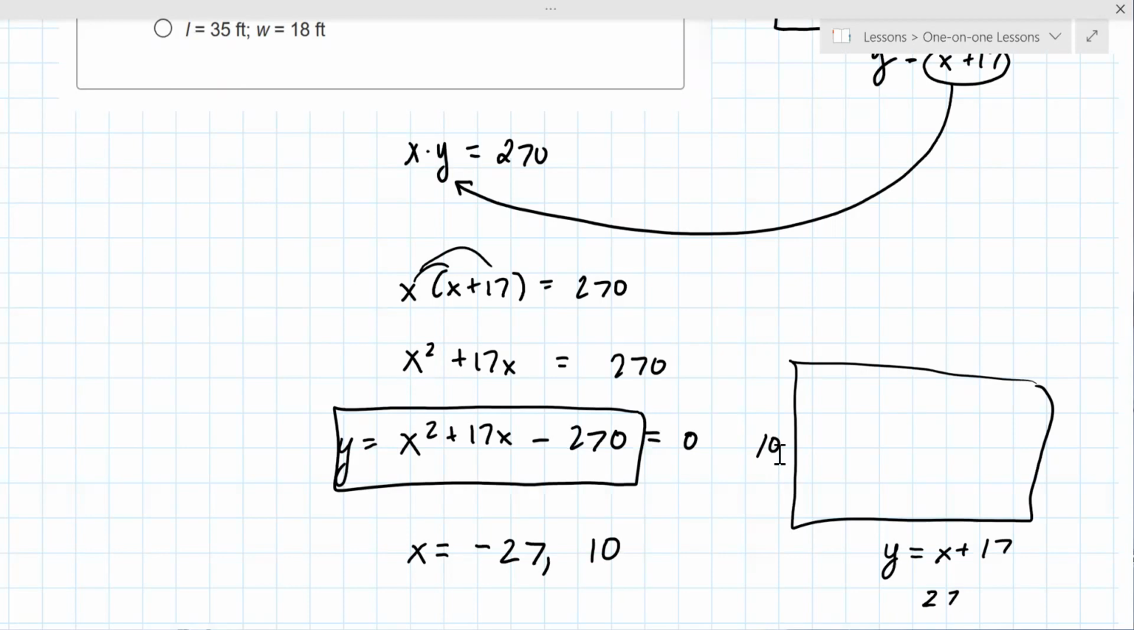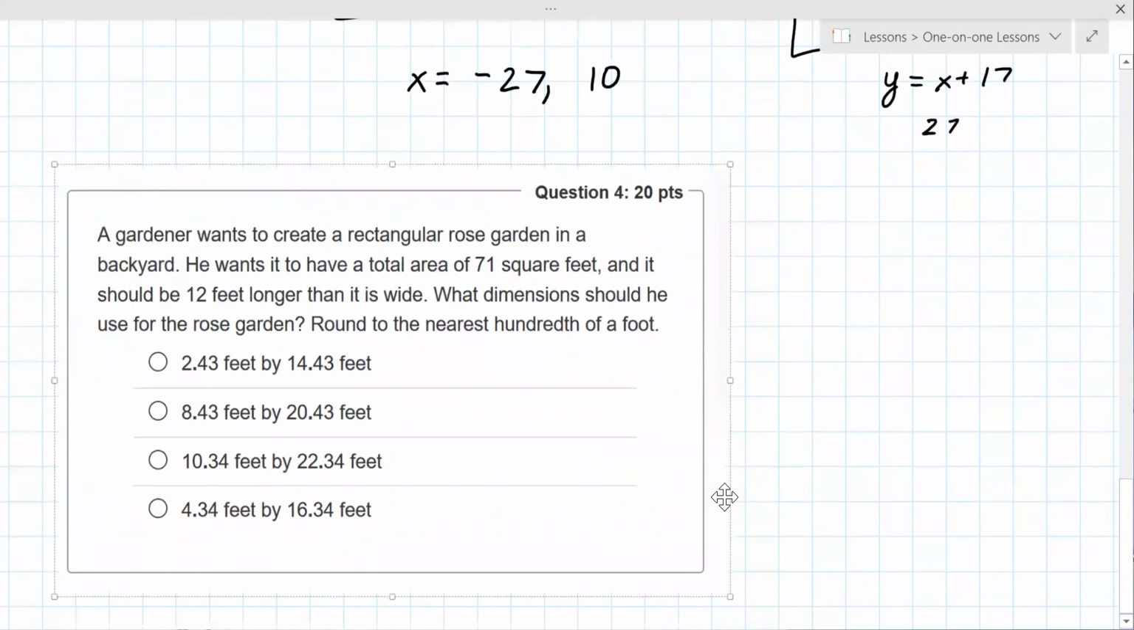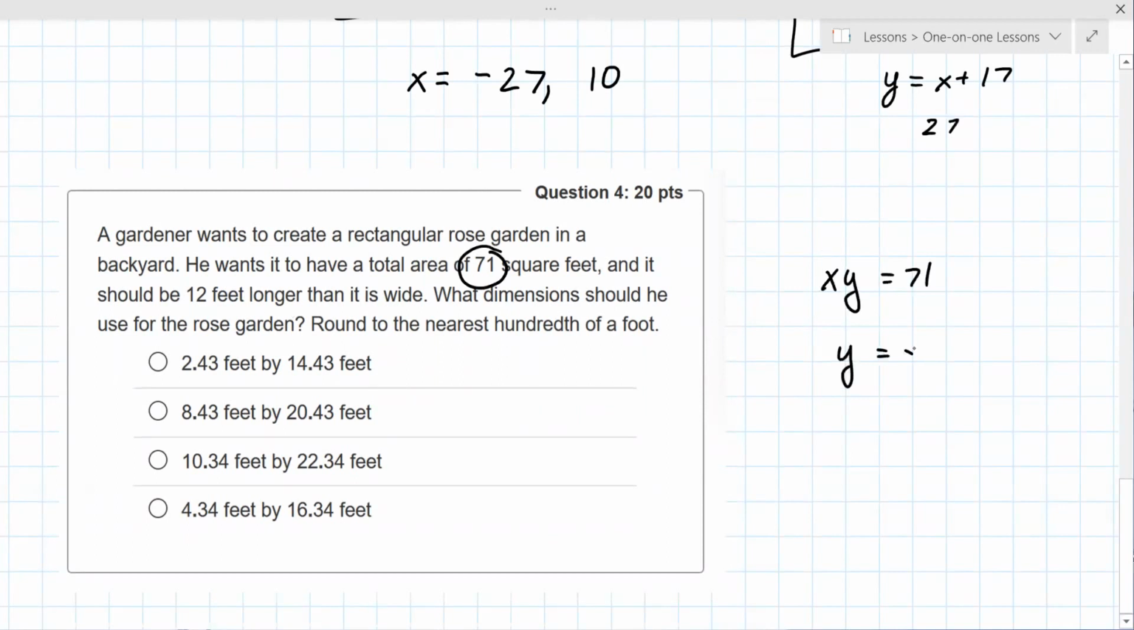Okay. Done. So now this problem: your x times y is 71, and y is x plus 12. See that? So I want you to use that information to solve for it.